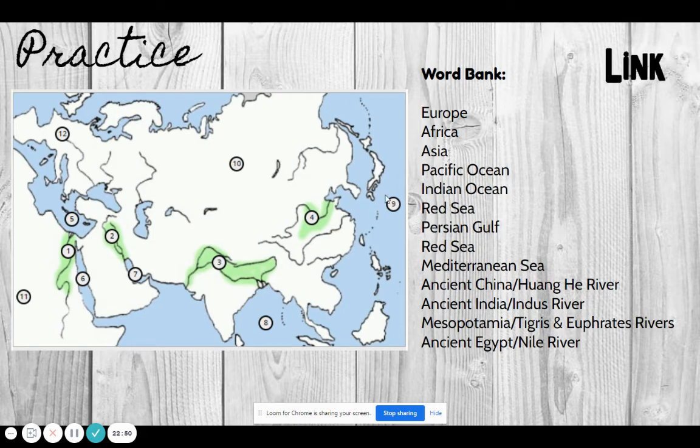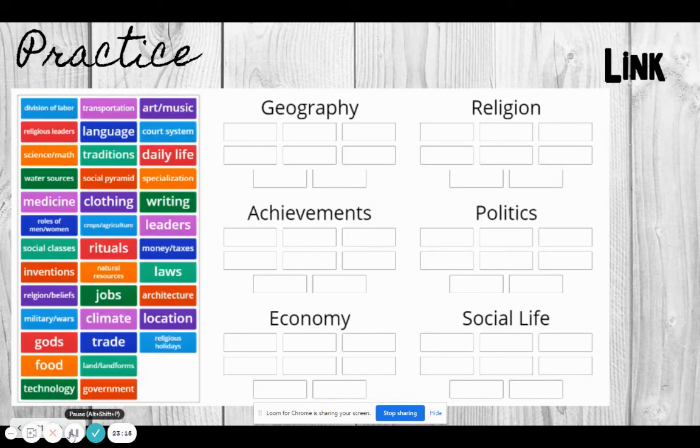What continent is this? What ocean is this? What ocean is this? Do you know what body of water this is? How about this body of water? How about this continent? How about this continent? This is a new one you may not know. This is the Persian Gulf. It's a good idea to put it in your wheelhouse so that moving forward you know what it is, because it's very important to the early civilization of Mesopotamia.